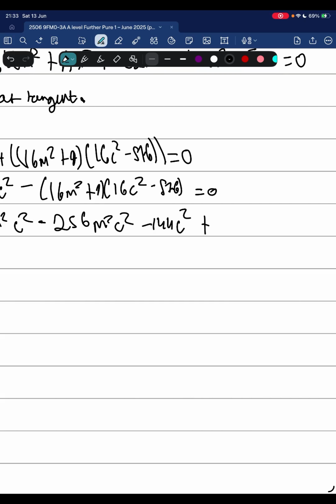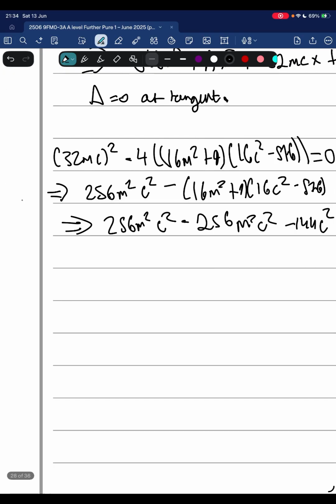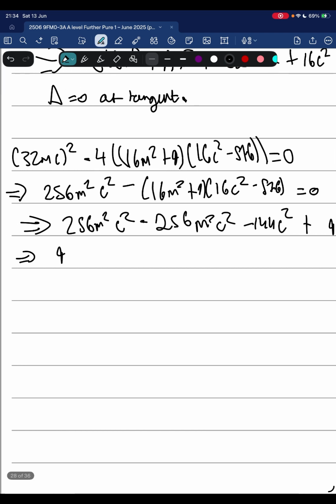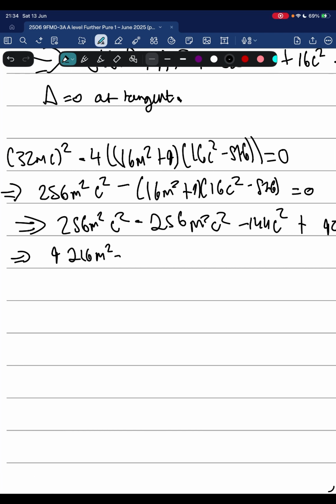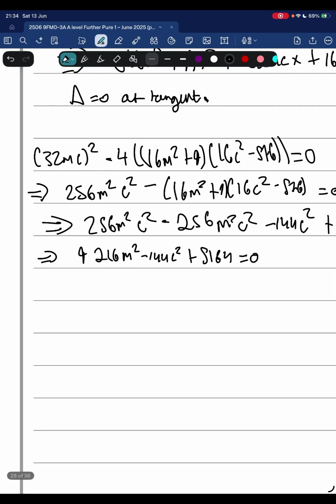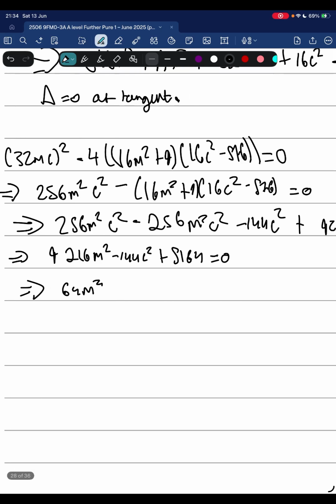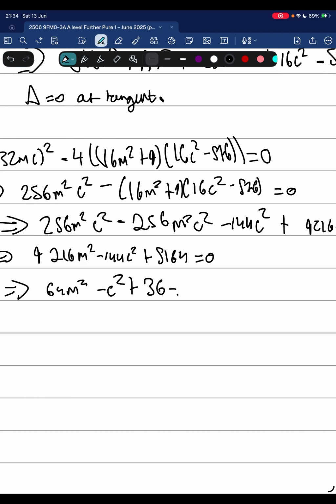Alright, plus 9216 m squared plus 5184 equal to 0. So that implies 9216 m squared minus 144 c squared plus 5184 equals 0. So we can divide everything by 144 to get 64 m squared minus c squared plus 36 equals 0, right?